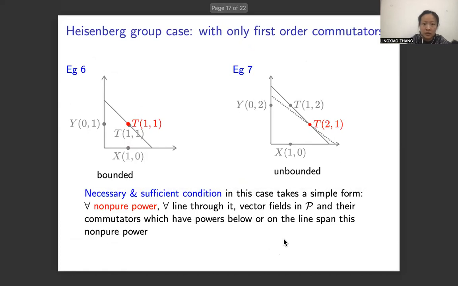Okay, so we have illustrated how we use our theorem in this Heisenberg group case, and now we can see some pattern in the pictures. In the picture on the left-hand side, we can see the red point, the non-pure vector field T. And let's draw an arbitrary line passing through that point.